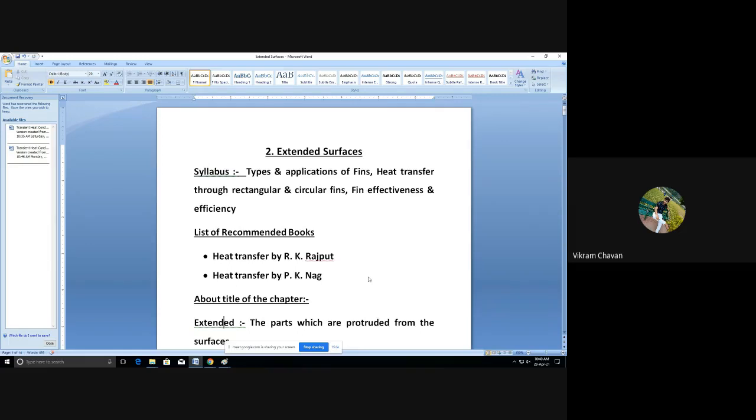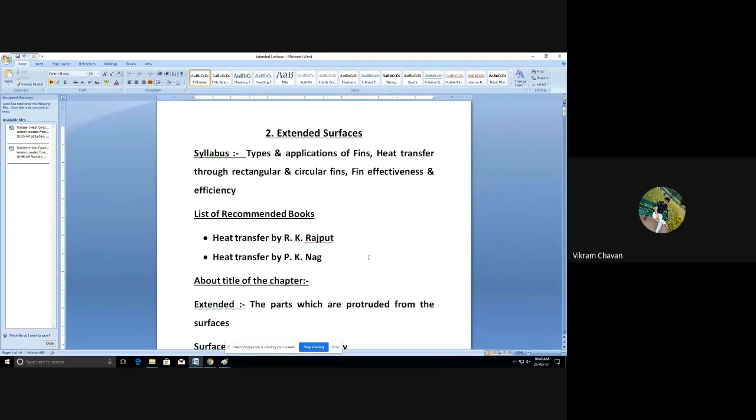Okay. So list of recommended books: Heat Transfer by R.K. Rajput and Heat Transfer by P.K. Nag. Okay. So in the second chapter, I will provide the link for this particular Heat Transfer by P.K. Nag also.